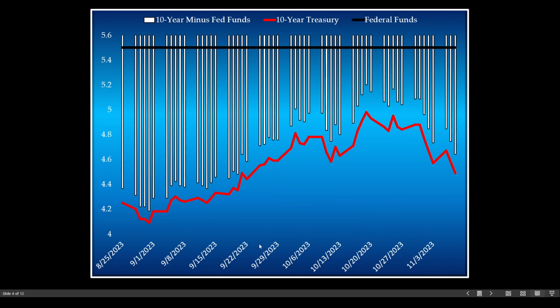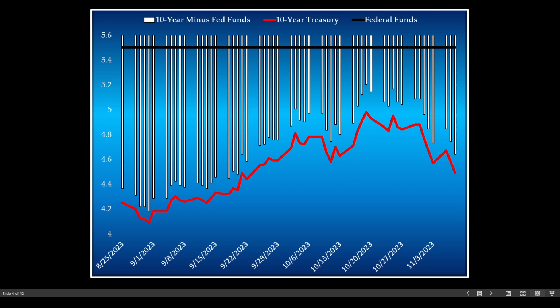The red line over here shows us the 10-year U.S. Treasury. That's in red. The black line across the top, that's interest rates. That's at 5.5% going back quite a while. This chart goes back to the end of August, so for several months. The white histogram bars show us the spread between the two, the 10-year U.S. Treasury minus federal funds rates.